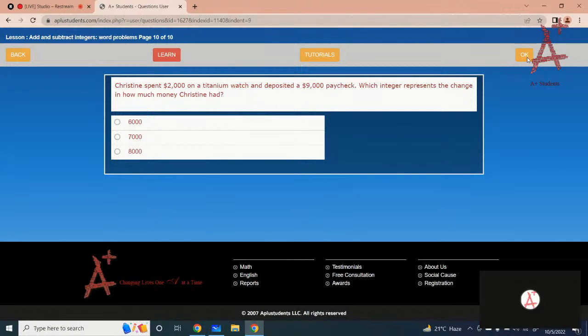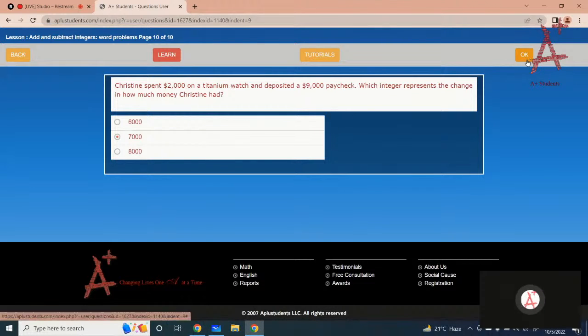Very good. Christine spent $2,000 on a titanium watch and deposited $9,000 pay cash. Which integer represents the change in how much money Christine had? So she already had 9,000. She used 2,000 of them. So what amount is she left with? Yes, it is 7,000. Got it.